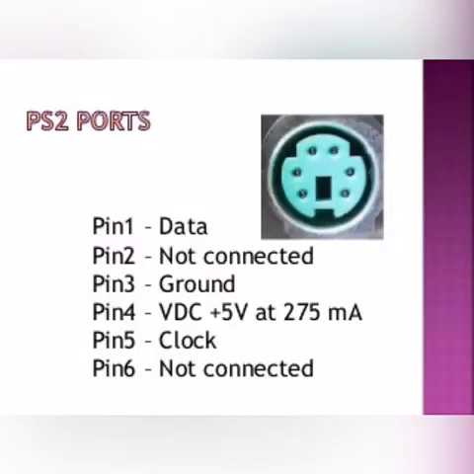Here's a description of PS2 port pins. Pin 1 is data, pin 2 not connected, pin 3 is ground, pin 4 is VDC plus 5V at 275 mA, pin 5 is clock, pin 6 not connected.